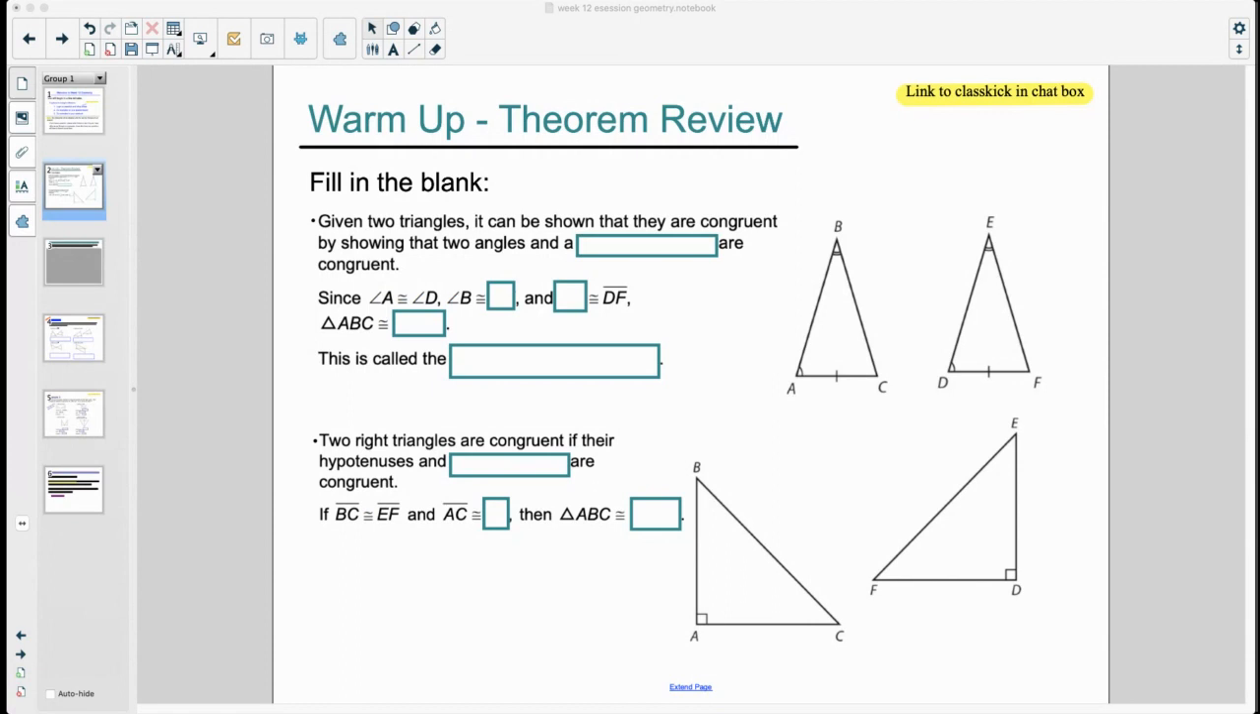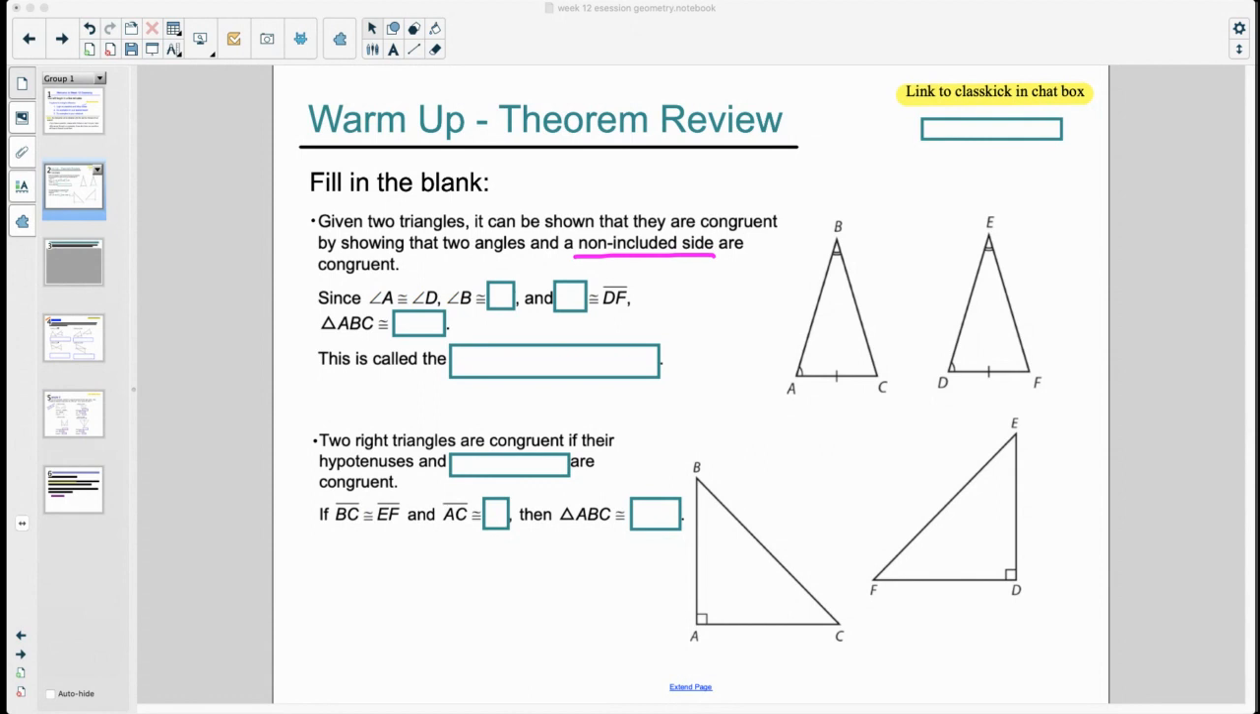All right, if you're still working on it, pause, and let's start with the first one. Given two triangles, it can be shown that they are congruent by showing that two angles and a side. Now, if you take a look, guys, at what I have under here, most of you had side, and you are correct. However, with this new theorem for this week, notice the keyword in front of it. It is a non-included side, and that is important. Because if you just say side, then you kind of open it up to possibly another one of our triangle congruence theorems. So, non-included side.